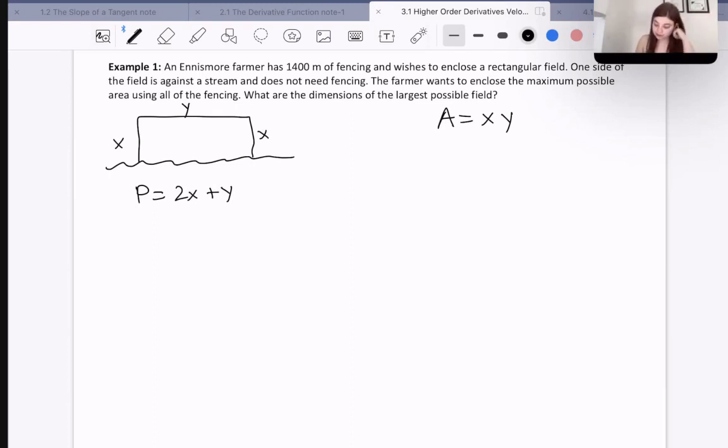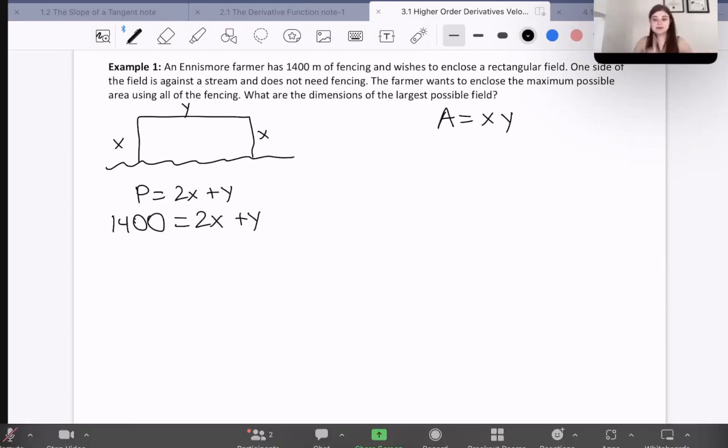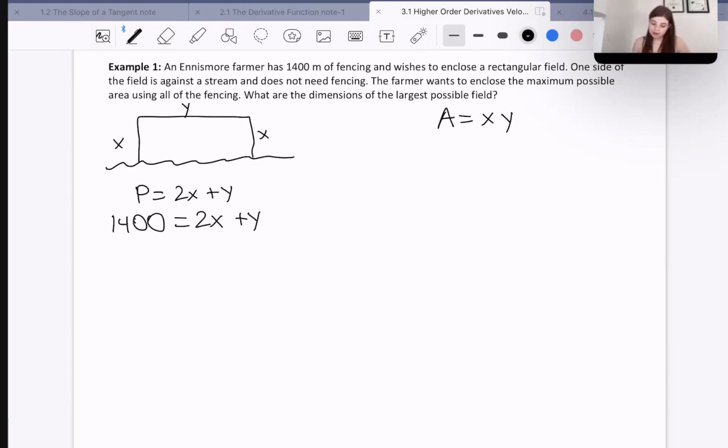Okay, very good. So we know that the perimeter is 1400 meters, right? They told us that the perimeter is 1400 meters, and he wants to use all of it to get the best area that he possibly can, right? That's the whole goal here, is get the best area for the amount of material that he already possesses, so he doesn't have to spend any more money on materials.